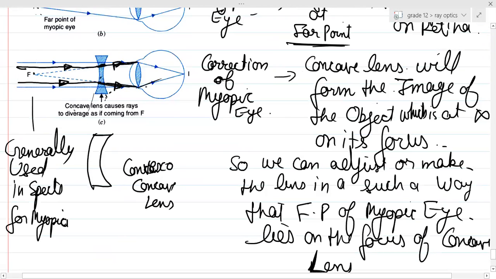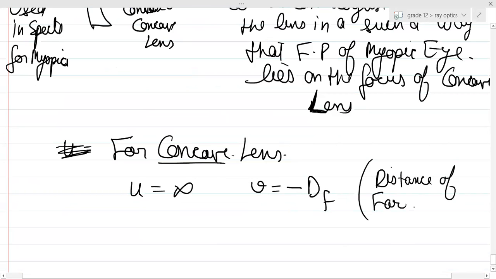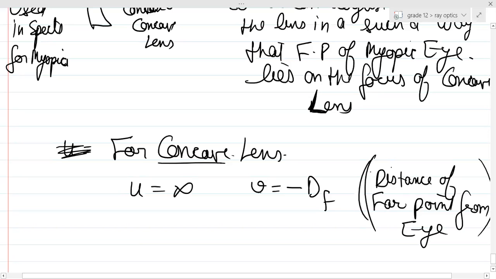Can you see this particular thing, that this lens is going to be very close to the eye, so I can say this lens and the eye's lens are combined, right? Let the eye lens do its own work. We just focus on what work this concave lens is doing. If the object is at infinity, and I can form the image at the far point, then what is df? Df is basically the distance of the far point from the eye, yes or no, guys? Yes, sir. So df is the distance of the far point from the eye.